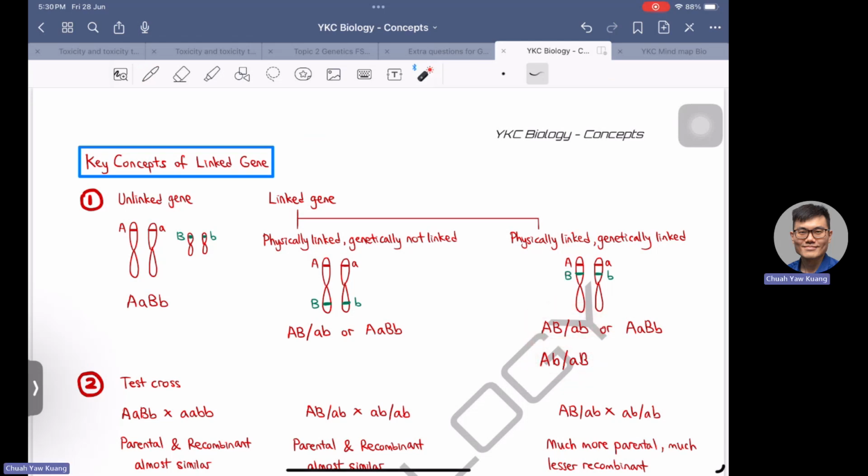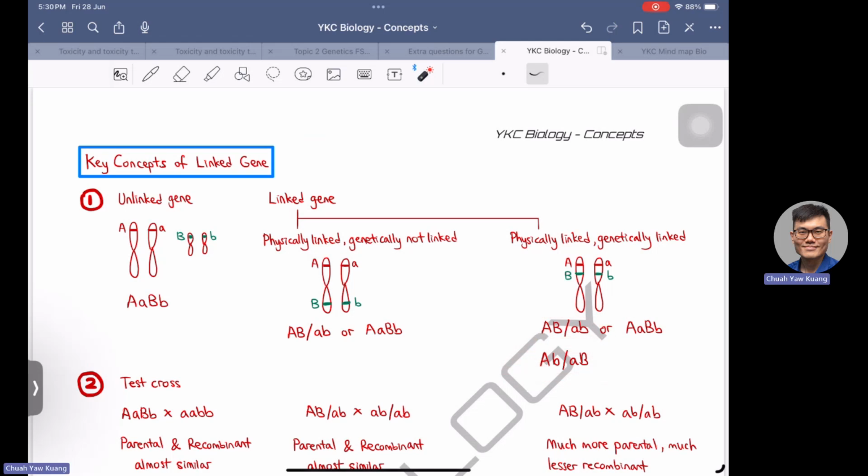So this is especially true when we need to identify the genotype of the parents. How can we easily find out or assume that the genotype of the parent should be this type or this type? Actually, it's quite simple.